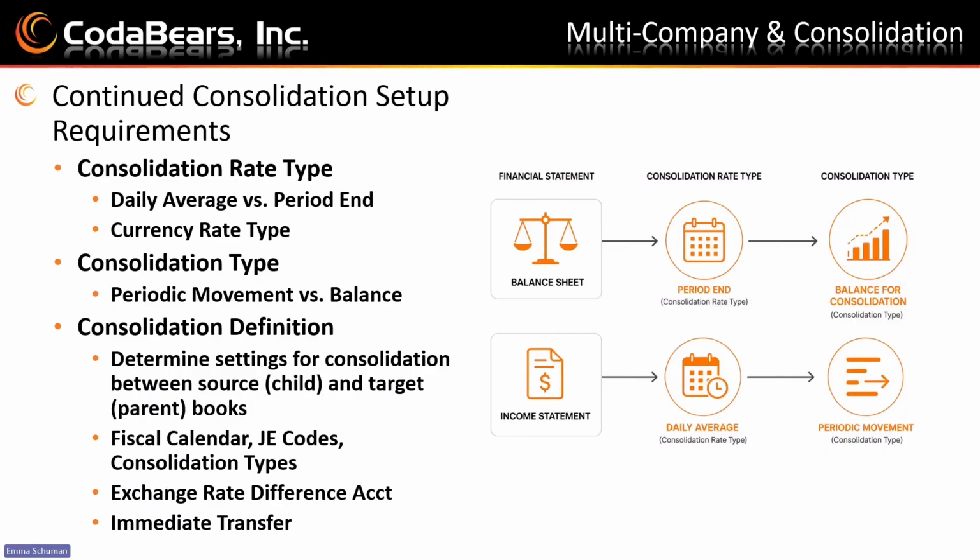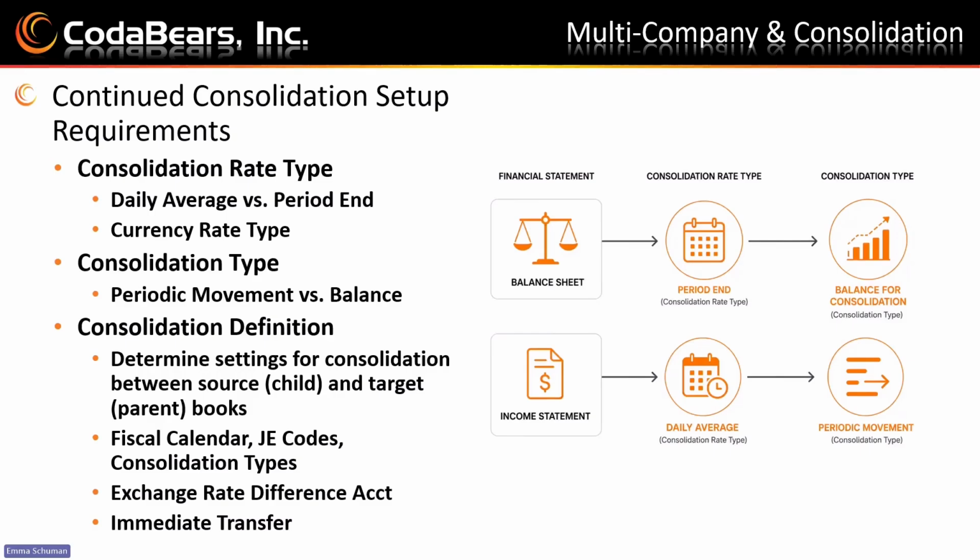Typically, balance sheet accounts use period end exchange rate. Whatever the period end exchange rate would be is the exchange rate that the system would use. Income statement accounts would typically use daily average rates. Then we define the consolidation type. There are two types: balance and periodic movement. Businesses generally choose balance consolidation for your balance sheet and periodic movement for your income statement.